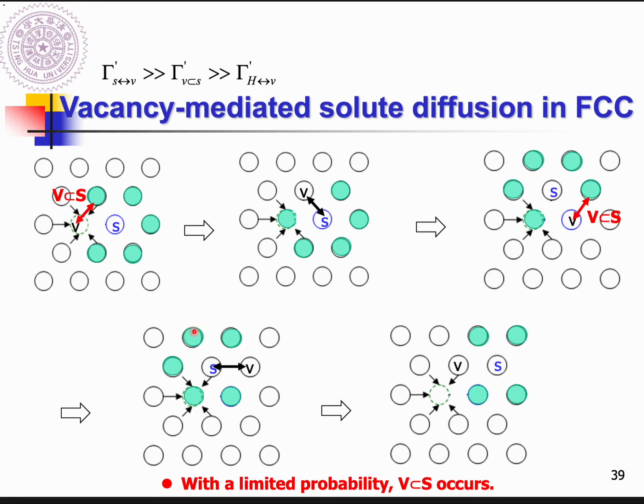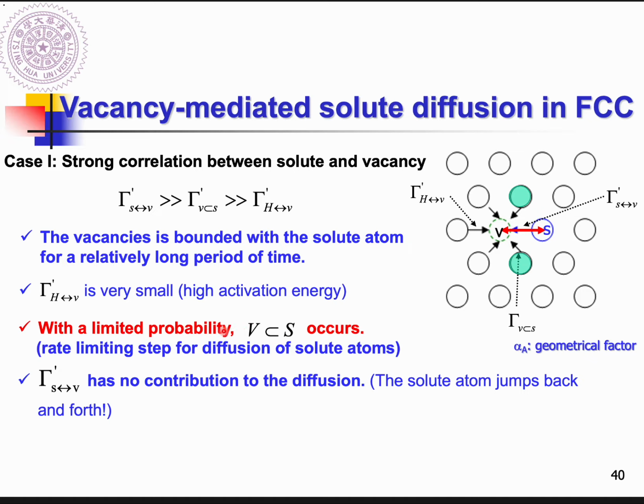Okay, so let's try to formulate this. Don't forget our purpose is actually to get the diffusivity of the solute. But first of all, you need to know what the diffusion mechanism for this solute would be. It would be limited by this kind of jumping process. So the limiting probability would be limited by the jumping process between the vacancy and the host atom, enabling the solute.